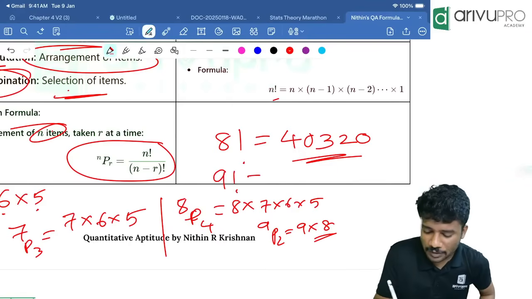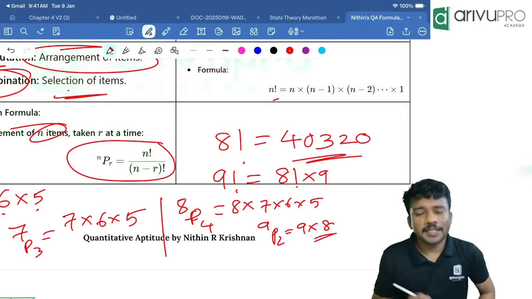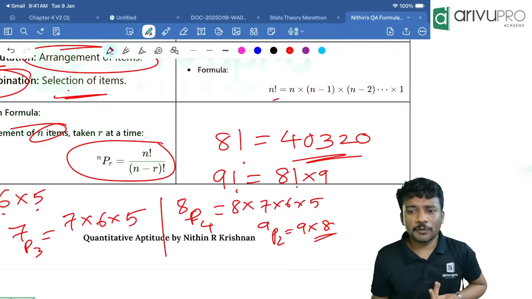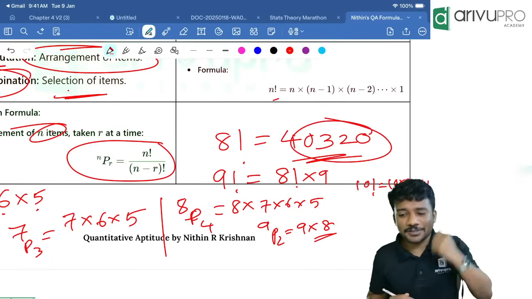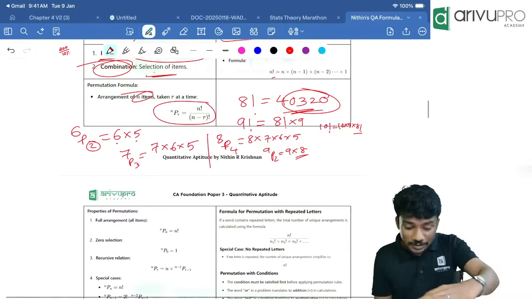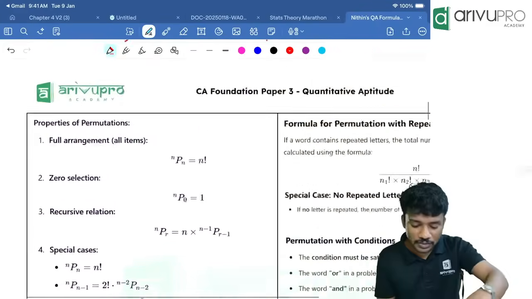How will you find 9 factorial? 9 factorial is very easy to find. That is nothing but 8 factorial into 9. 10 factorial will be what? 10 factorial is nothing but 10 into 9 into 8 factorial. You already know the value of 8 factorial, that is 40320. Yashwant, you can check the example in our previous marathon for CAGR.